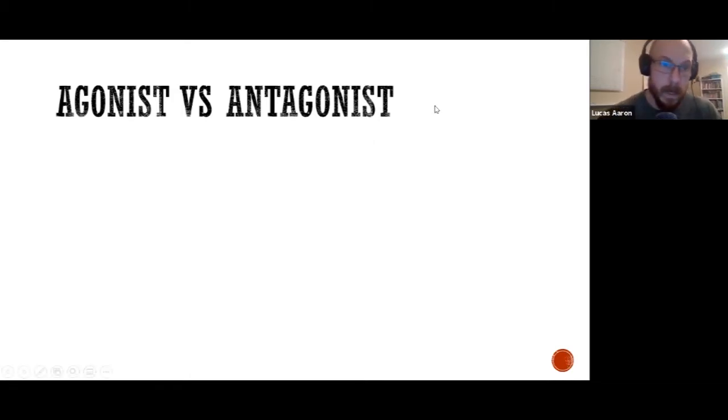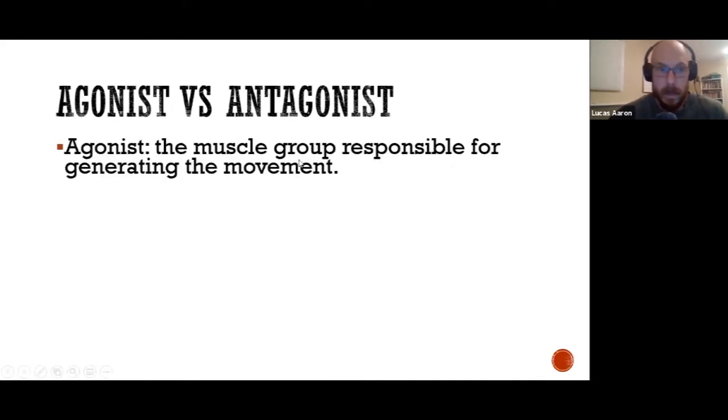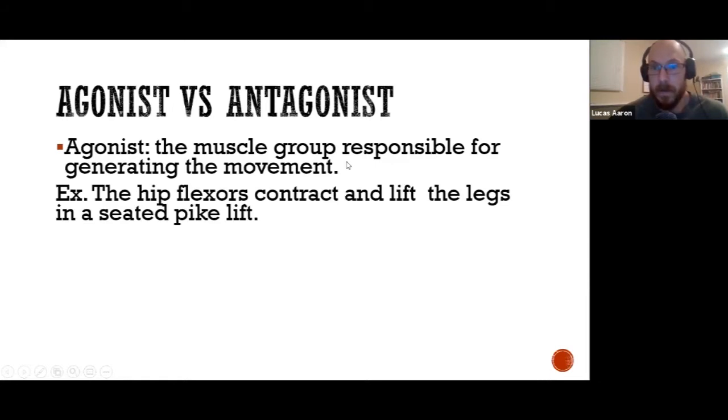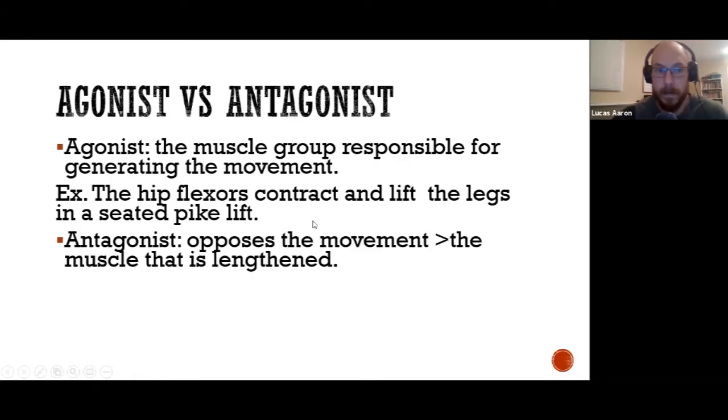So let's review agonist and antagonist muscle groups. We can think of the agonist muscle group as the one responsible for generating the movement. Specifically, when we think about flexibility exercises, a good example would be how the hip flexors contract to lift the legs in a seated pike exercise. So the hip flexors in that movement are responsible for generating the movement. And you can think about how that would apply to other exercises.